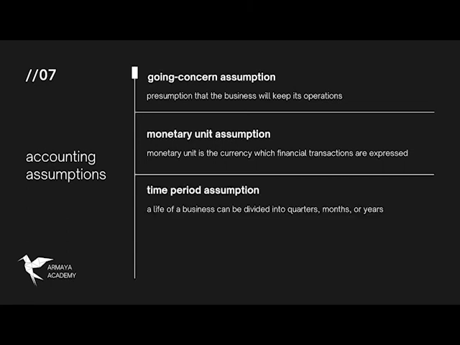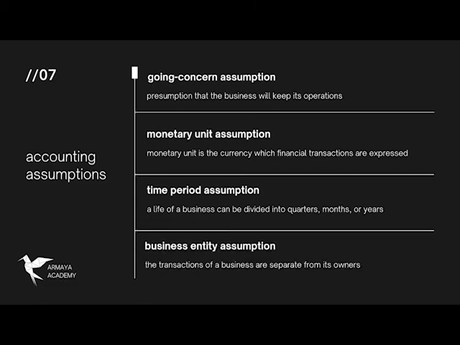Next, we have the time period assumption, in which the life of a business is presumed to be divided into quarters, years, or months. Now lastly, we have the business entity assumption, in which we keep the transactions of the business separate from the personal accounts of the owner. So we only record, for example, the withdrawals of the owner, but we don't record what he or she does with the withdrawal, i.e. buying a car, under the expense of the business, as that is a personal expense.